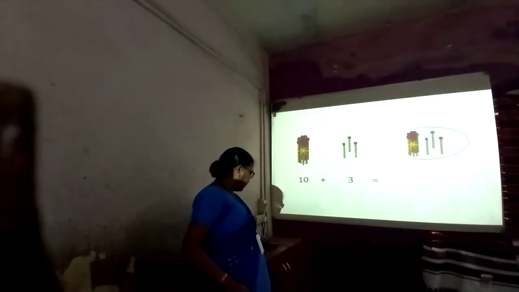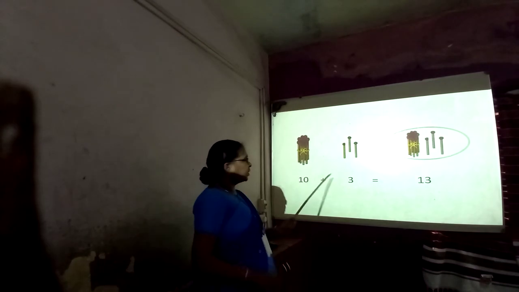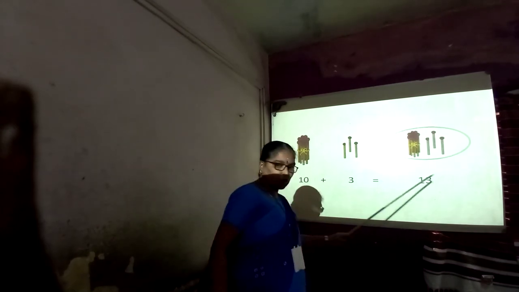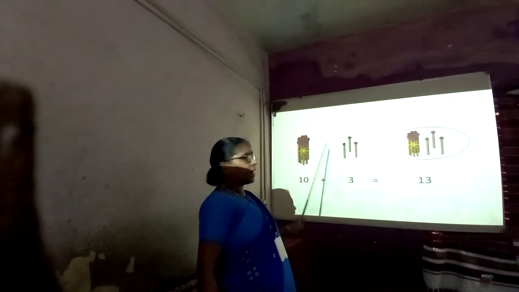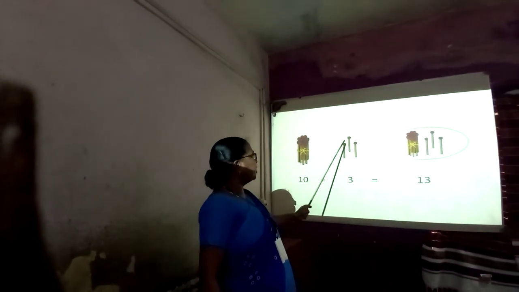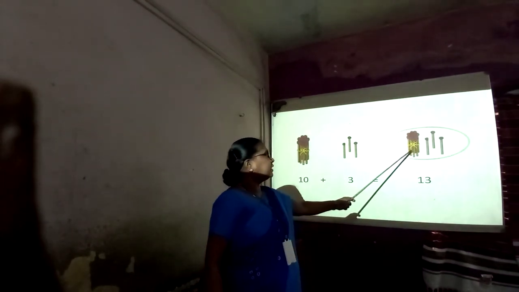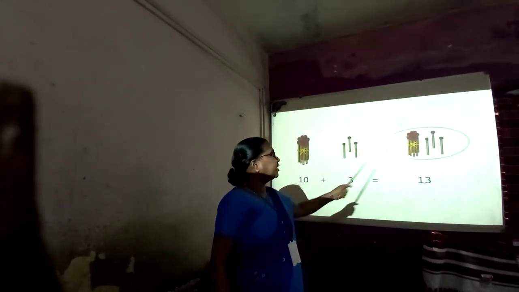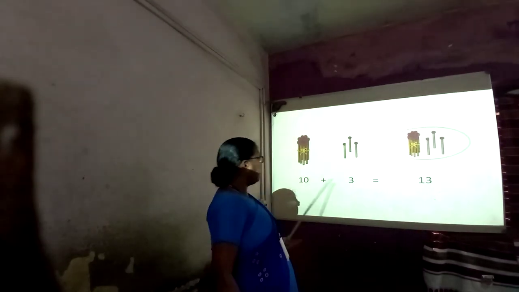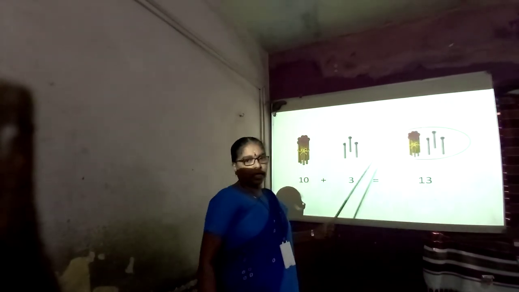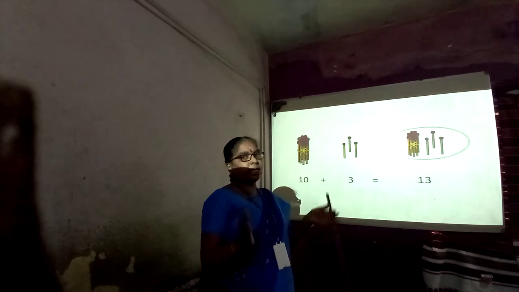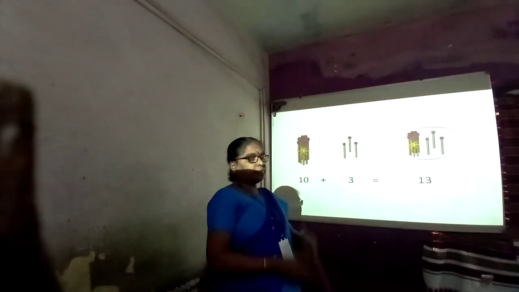13 mastics are there. So children, to get this total number, we have counted the mastics. 10, 11, 12, 13. See, 10, 11, 12, 13, you made them together. So 10 plus 3 is equal to 13. Addition means counting together, bringing together the whole objects.